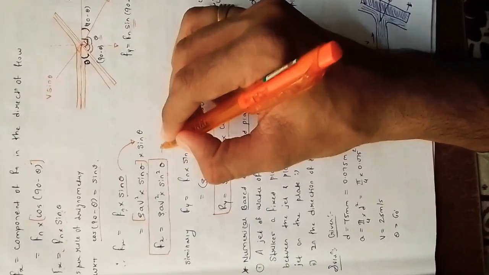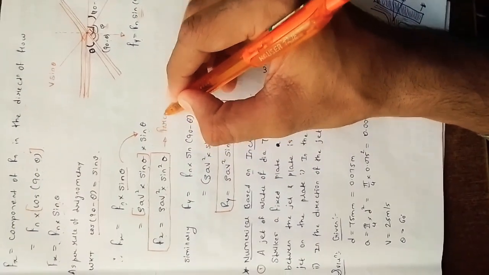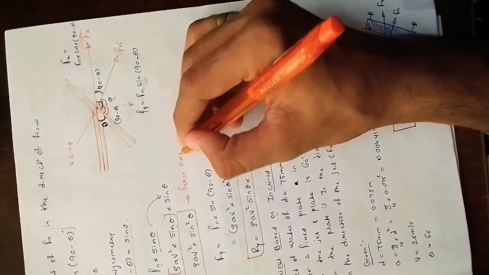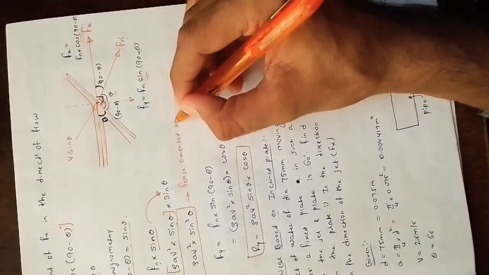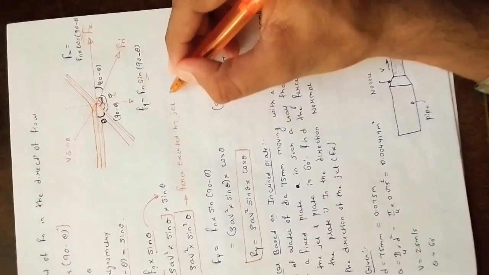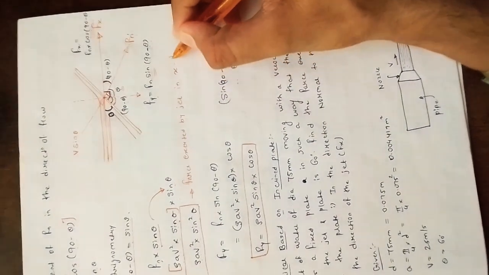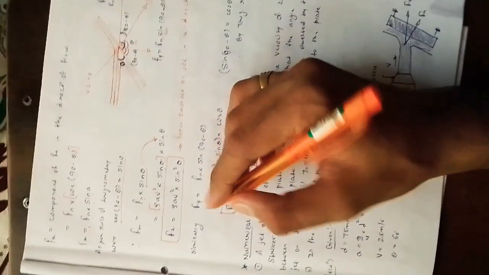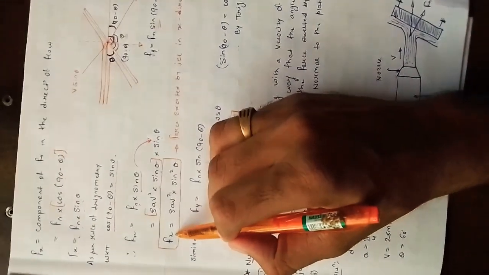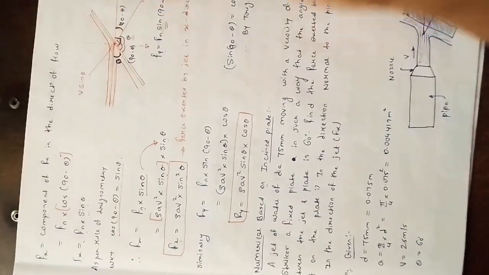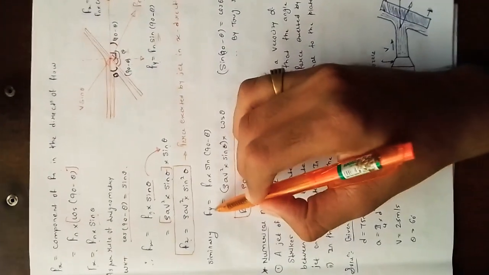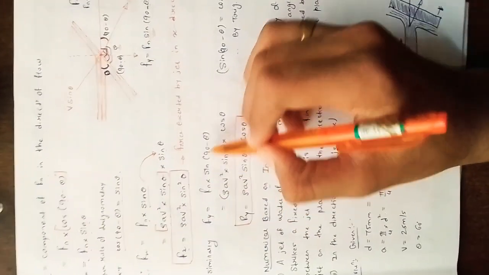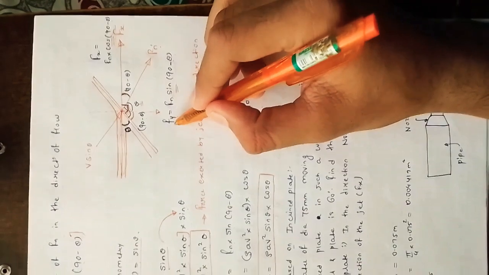So this is the final equation for force exerted by the jet in x direction, correct? So this is the component of normal force acting on the plate. Similarly, for y direction, we can say that Fy is equal to Fn into sin 90 minus theta, as we have found here. So Fy is equal to Fn into sin 90 minus theta.